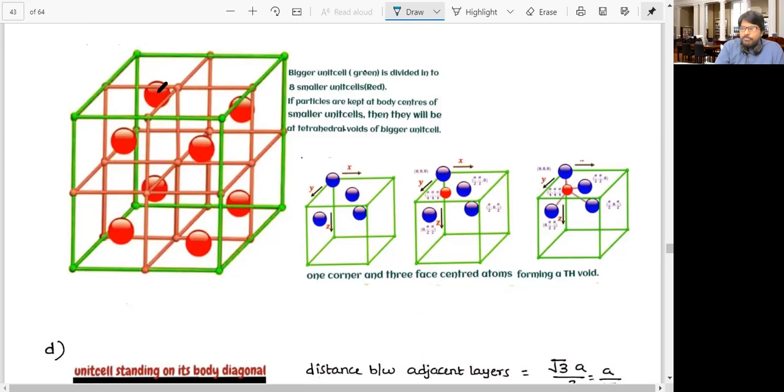Now, every body center of the smaller unit cell has one particle. In fact, that is the tetrahedral void of the bigger unit cell.